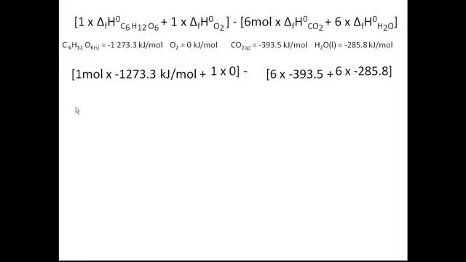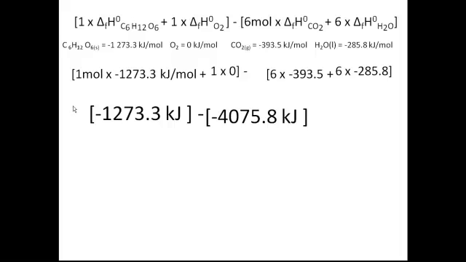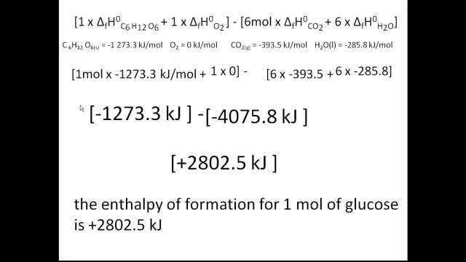Now I'm going to calculate the heat of formation for that first bracket, my products, and I get negative 1,273.3 kilojoules. Remember, we have to subtract the heat of formation of the reactants, and when I calculate those values, I get negative 4,075.8 kilojoules. When we do the final calculations, you want to watch out because you have 2 negatives in a row, and 2 negatives in a row become a positive value. So we get positive 2,802.5 kilojoules. So the enthalpy of formation for 1 mole of glucose is 2,802.5 kilojoules. Now, this is an endothermic reaction.